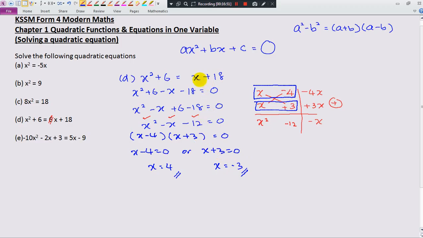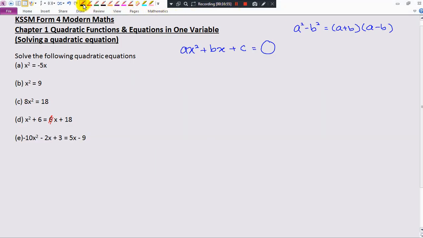Let's go to the last one, part E. Negative 10x squared minus 2x plus 3 equal to 5x minus 9. Okay, what's the first thing that we need to do? We will arrange all the terms nicely, write the quadratic equation in general form. So I will just copy this whole thing first.